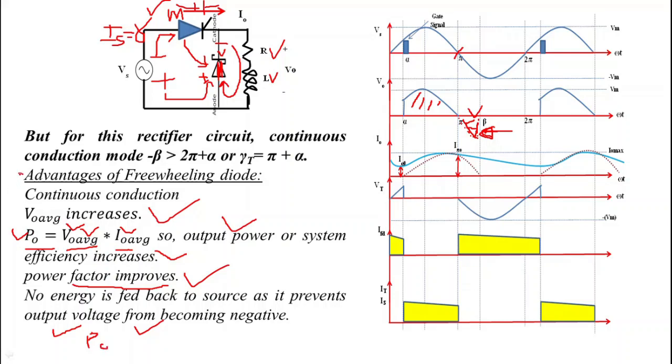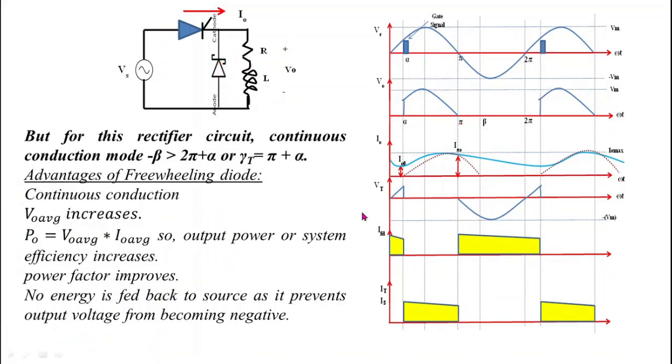Now come to the continuous conduction mode. Here we can control this beta by controlling the value of R and L. If we make the R and L such that we get beta greater than 2 pi plus alpha, in that case we get continuous conduction mode of this rectifier circuit. So if beta is greater than 2 pi plus alpha, then we get continuous conduction mode.